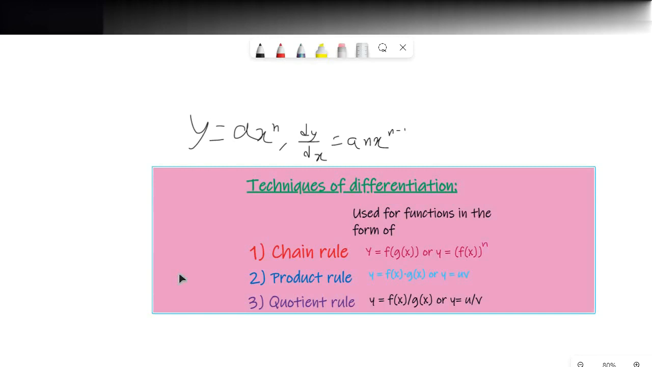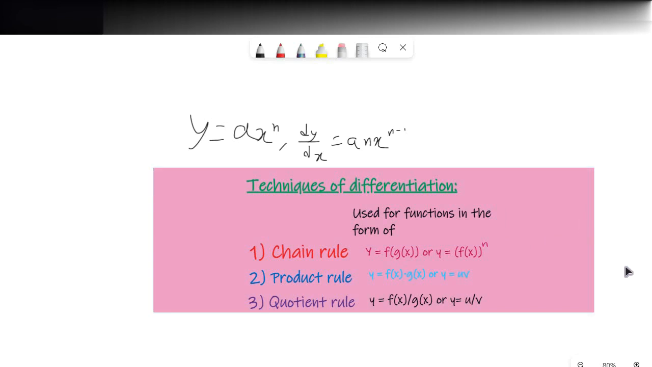Last video we discussed how we can use the chain rule for differentiating functions in the form of y equals f of g of x, or y equals f of x whole to the power n. The link to the previous video will be given in the description below and I would really suggest you to check it out.